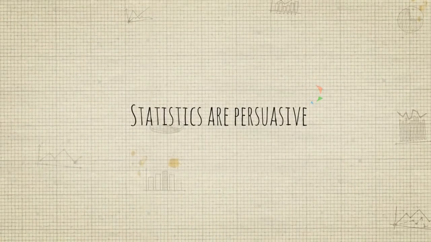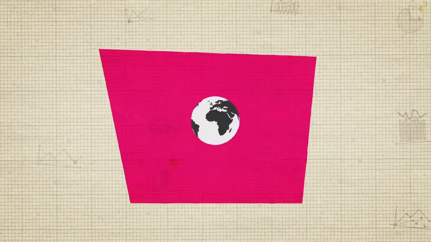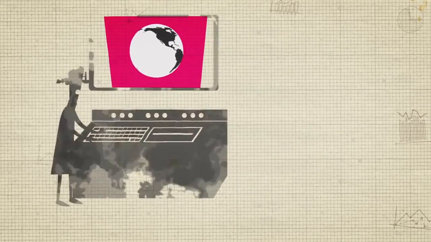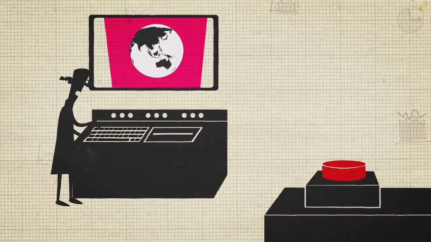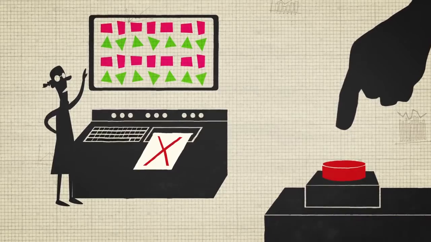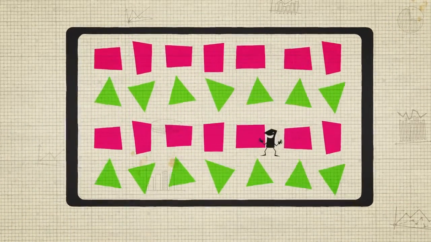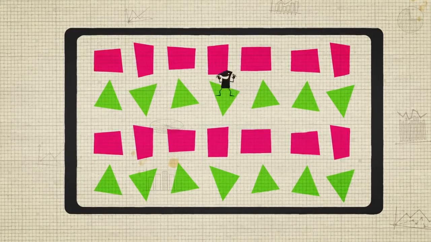Statistics are persuasive, so much so that people, organizations, and whole countries base some of their most important decisions on organized data. But there's a problem with that. Any set of statistics might have something lurking inside it, something that can turn the results completely upside down.